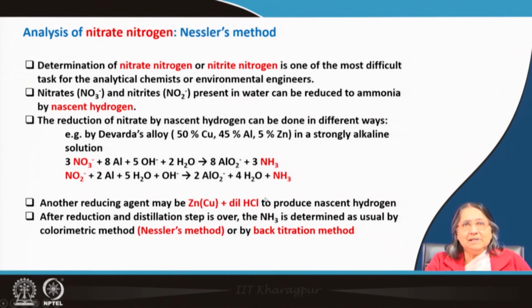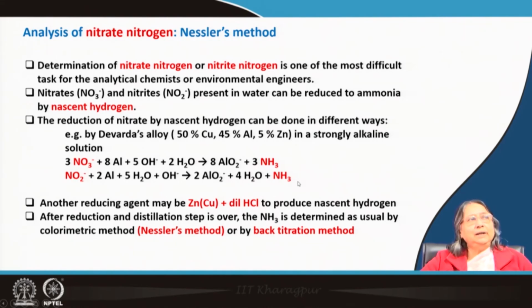Another reducing agent may be zinc copper. This zinc copper is also some type of alloy. You can prepare it by putting zinc granules into copper sulphate solution. You will see immediately the blue copper is deposited on zinc. Then after keeping for some time, in acid condition, it will produce the nascent hydrogen and then you have to follow the same method. After the reduction, you have to follow the same method as you have done for ammonia nitrogen determination.